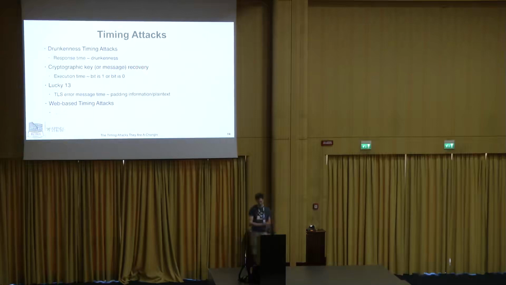Basically, the concept that I explained before can be applied to all types of timing attacks. With the drunkenness timing attack, you measure the time it takes for the person to respond, so to slap you back, and that's related to how drunk that person is. The same goes for recovering a cryptographic key or message. Then you measure the execution time of a certain algorithm, and this depends on whether a certain bit of the message or key is a 1 or a 0. And the same goes for the Lucky 13 attack, where you measure the time it takes before you get the TLS error message.